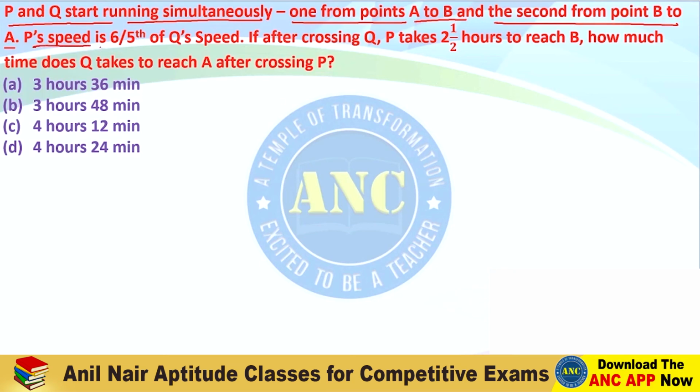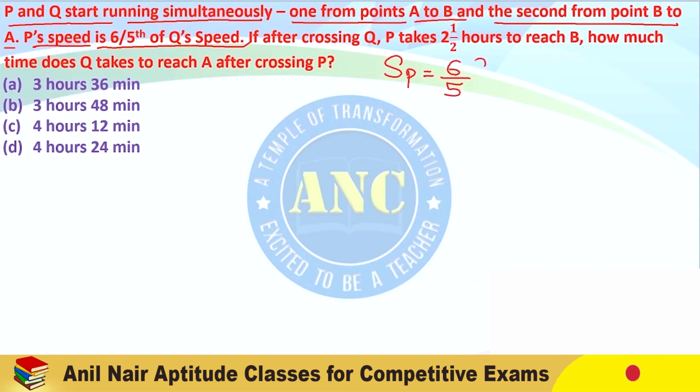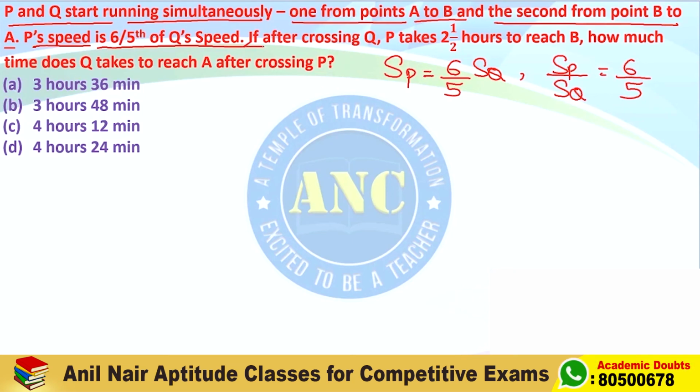P's speed is 6 by 5th of Q's speed. Speed of P is 6 by 5 times the speed of Q. That means we can say that the ratio of speed of P divided by speed of Q is nothing but 6:5. This we can easily predict. Now the question is, after they have met and both are moving toward their destinations after meeting, that is what they have given.